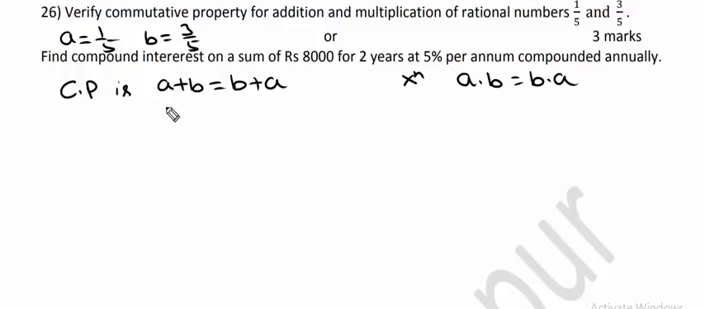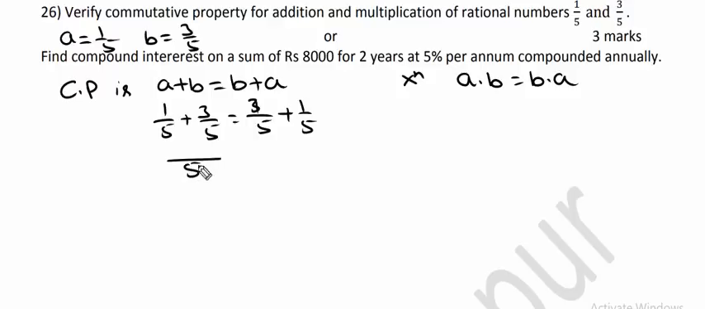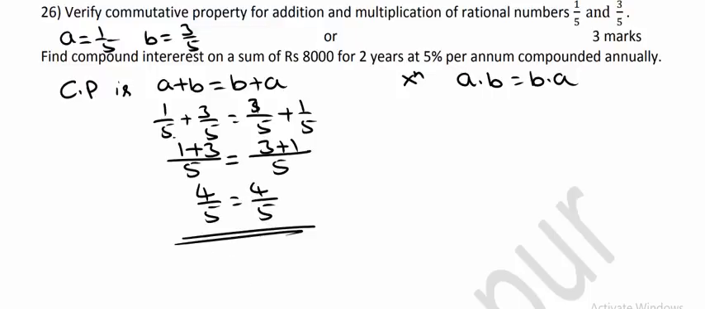We have to substitute here: 1 by 5 plus 3 by 5 is equal to 3 by 5 plus 1 by 5. Now taking the LCM as 5, the numerators are written as they are, because the LCM is the same. 1 plus 3 is equal to 4 by 5. Here also it becomes 4 by 5. Therefore it holds good for addition.